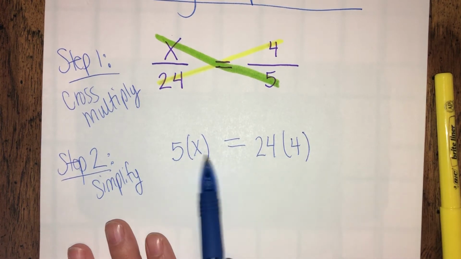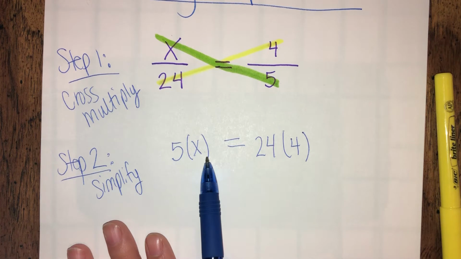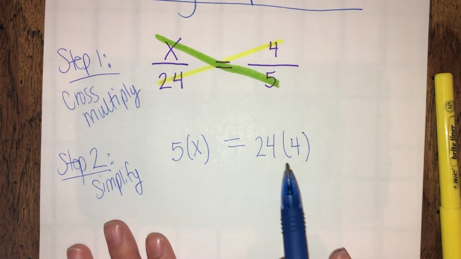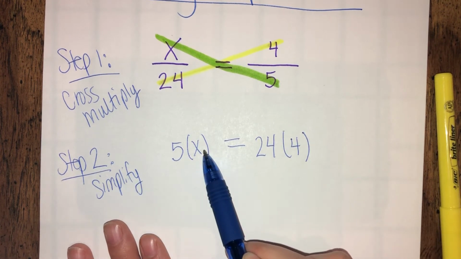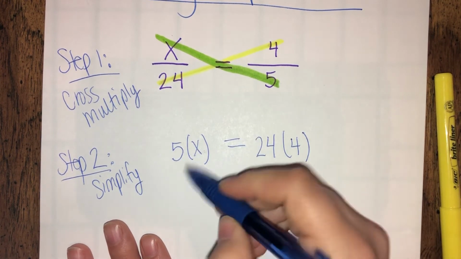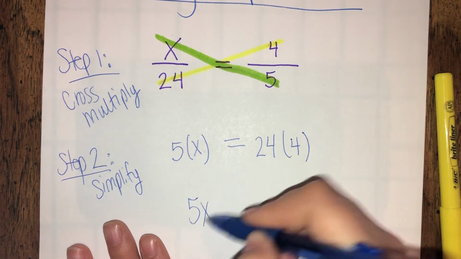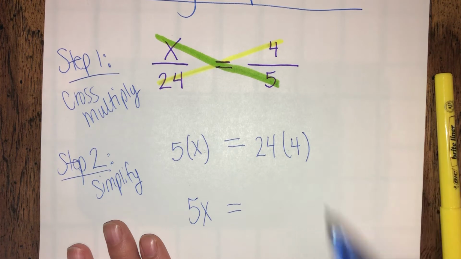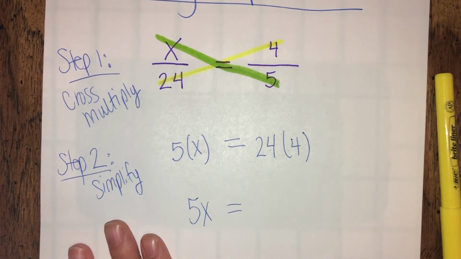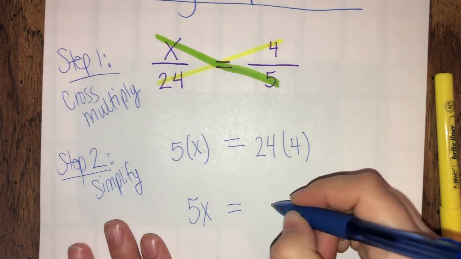What I mean by simplify is after you have cross multiplied and you've written out your values, you need to get rid of these parentheses. Because if they're there, we can't do anything with our equation to be able to solve it. So simplify means get rid of the multiplication. 5 times x, that's 5x. Carry down your equal sign. 24 times 4, throw that into your calculator. And when you do that, 24 times 4 is 96.